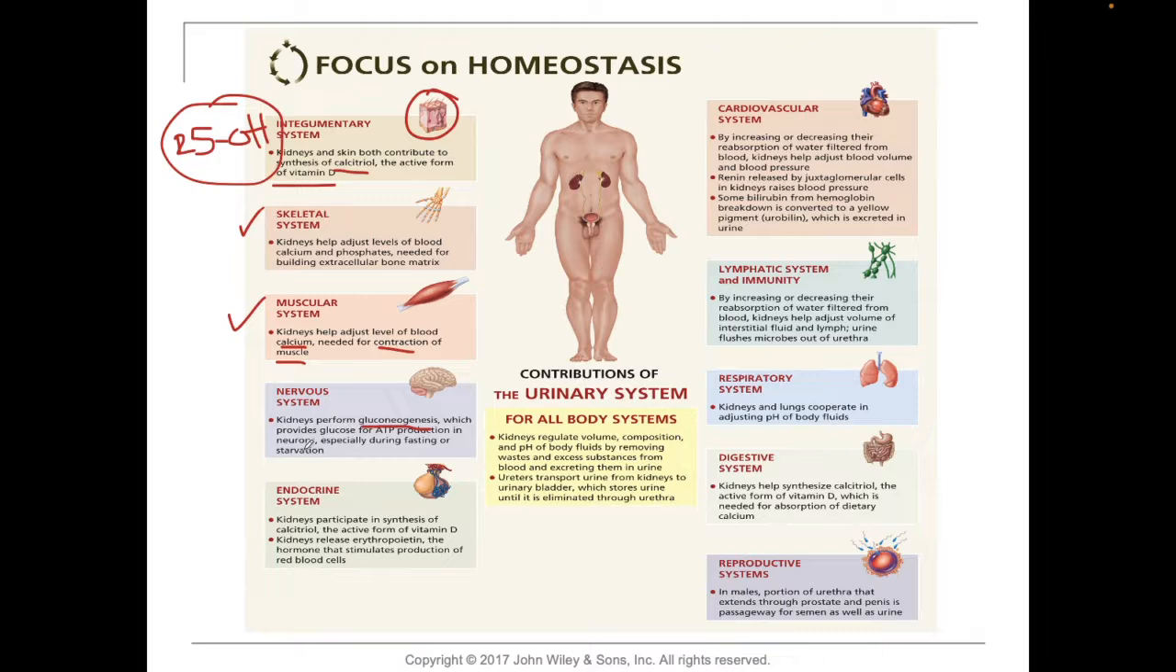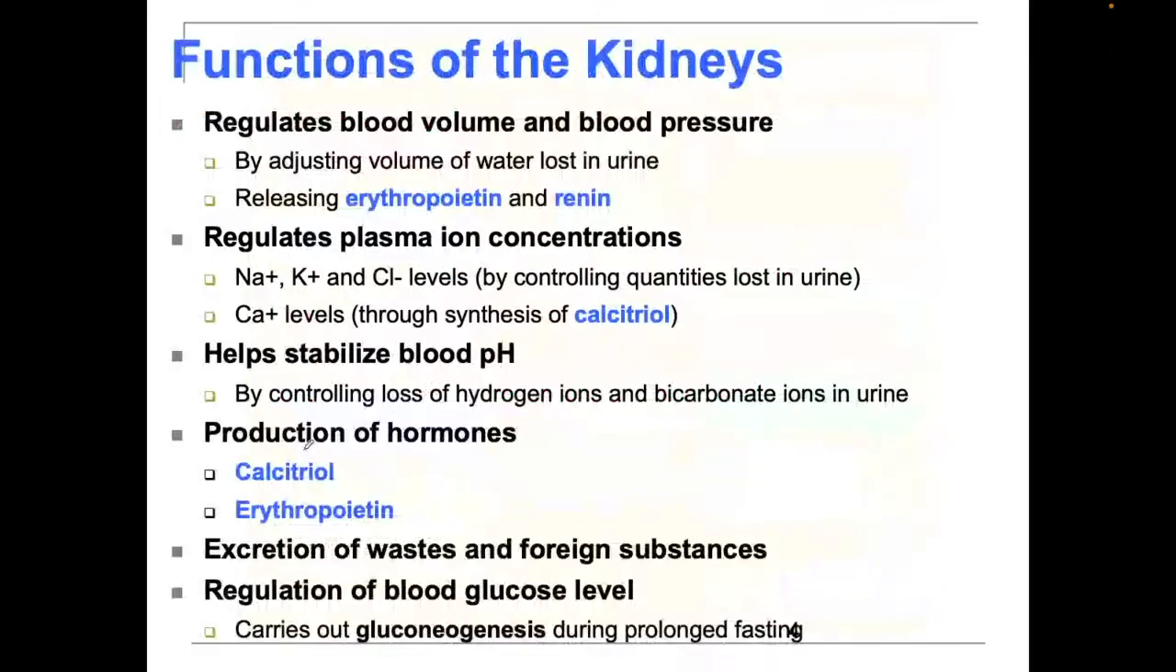So you're starting to see that the kidneys are linked to so many different systems in the body, and it's important to be familiar with some of those. The kidneys are really important for regulating blood volume and blood pressure. We know that by adjusting the volume of water lost in the urine, that helps to regulate blood pressure, right? If you hold on to water, blood pressure goes up, and if you lose water, blood pressure goes down.